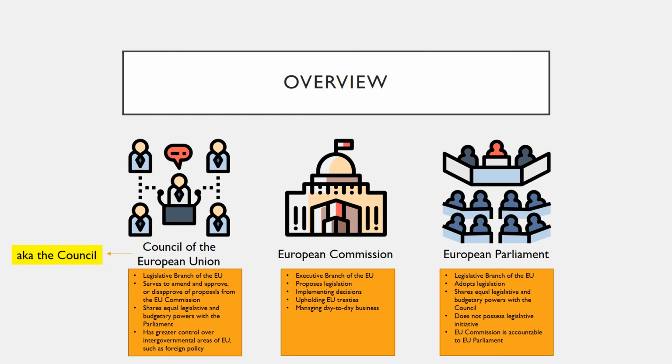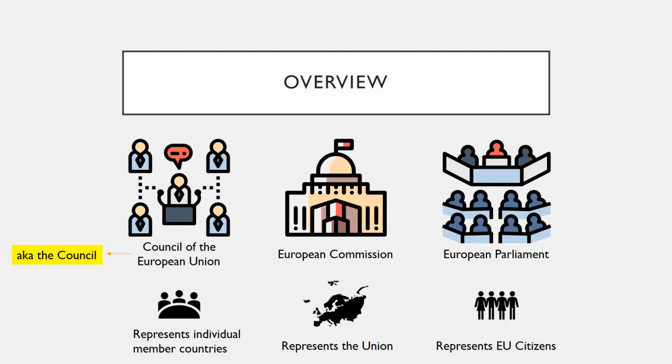The European Parliament is the other legislative branch of the EU. This branch represents the EU's citizens and is directly elected by them. Similar to the Council, the EU Parliament adopts laws. The executive branch, the European Commission, is accountable to the European Parliament.